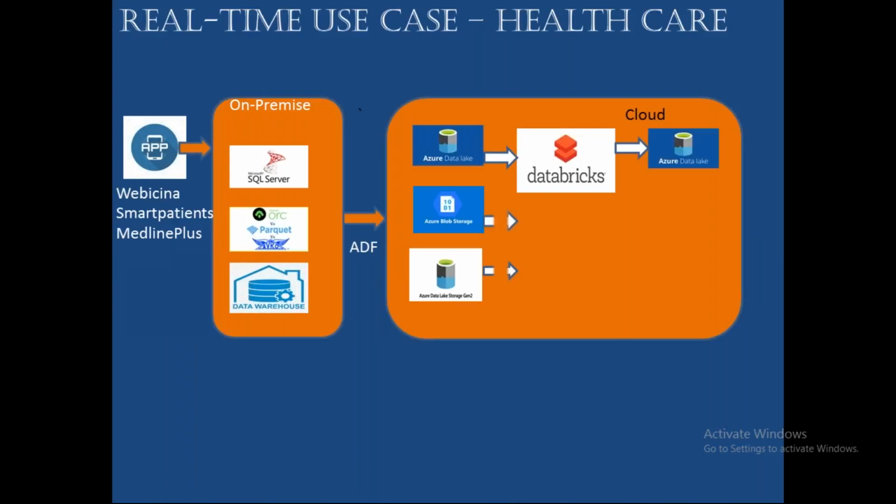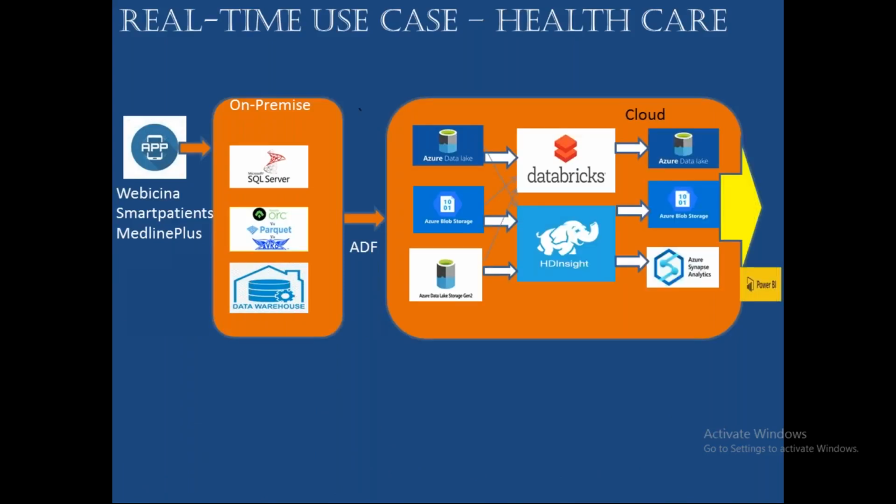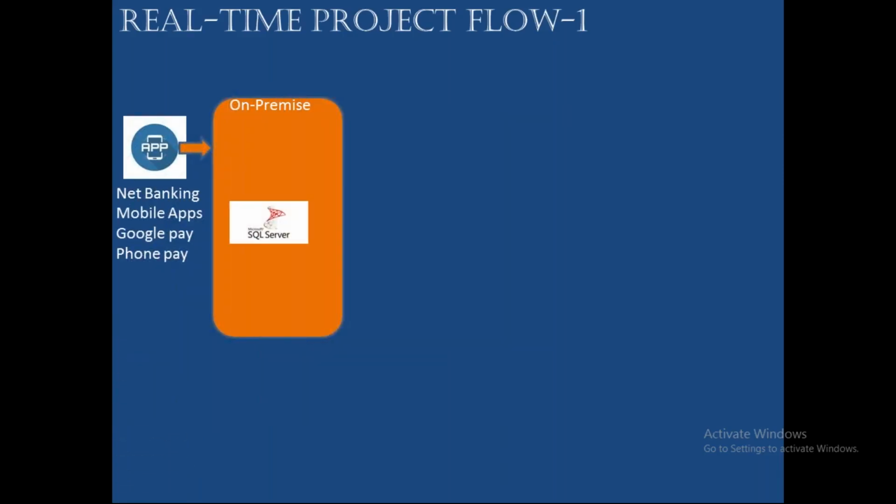Okay, next. So same with your healthcare domain also, same flow will be there. So with that example, I'm going to talk about real-time project flow one. So what is our real-time project flow? Let's say you have some financial domain data. That data I have stored in an on-premise SQL Server. Let's imagine in our project flow today, I have a data in my on-premise SQL Server.